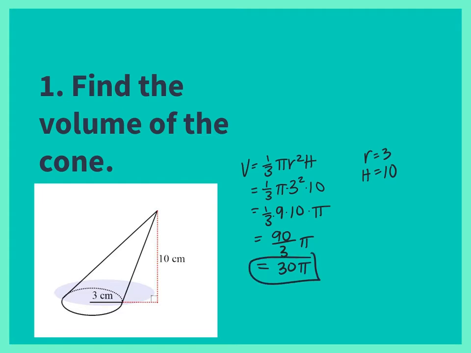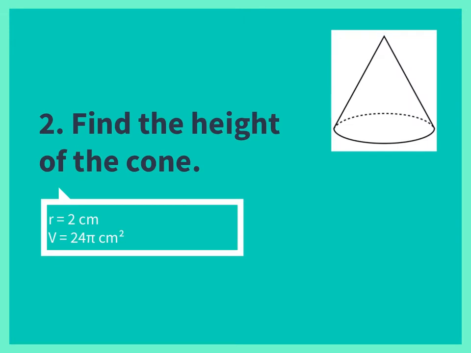Just like before, we're not touching our pi key on the calculator. We're not typing in 3.14. We're leaving our answer in terms of pi. In this example, it says to find the height of the cone. They're giving us the radius and the volume. We're still going to use our formula, volume equals 1/3 pi r squared times the height, because we're working with a cone. And we're going to substitute what we know.